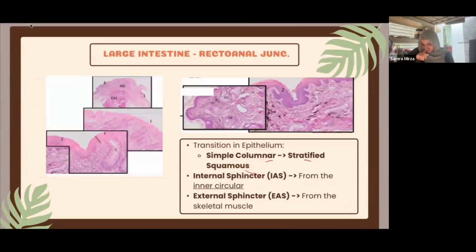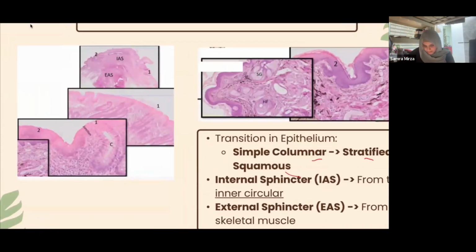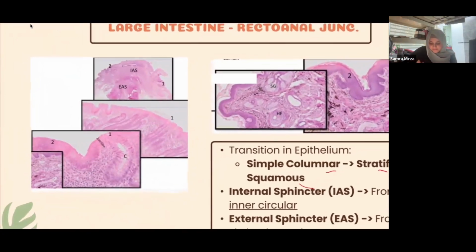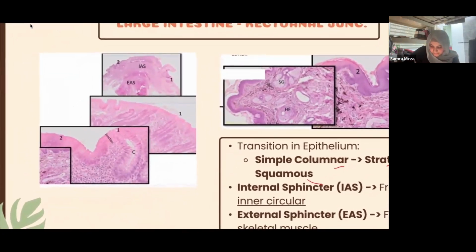I'm sorry for the picture quality. I generally can't show it here, but let's see. Okay, this is part of our colon and the rectum. This is where the junction's forming.